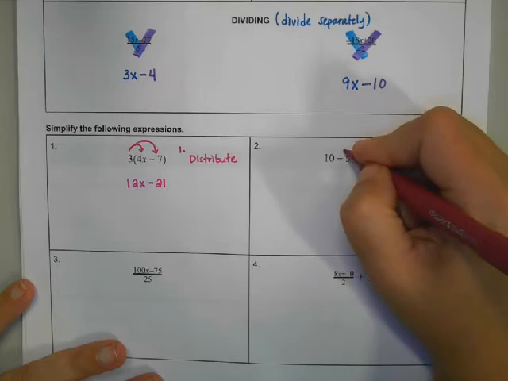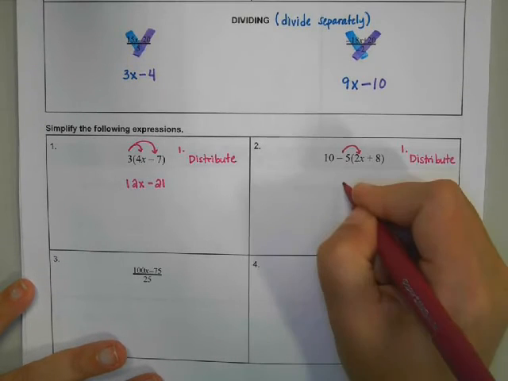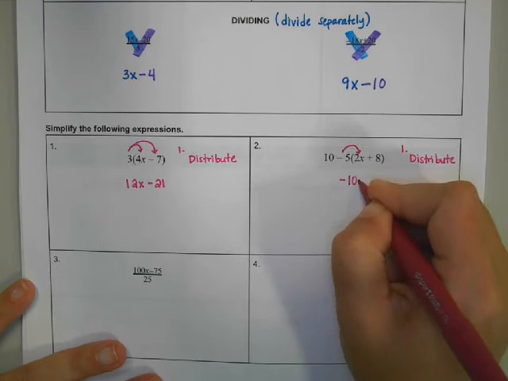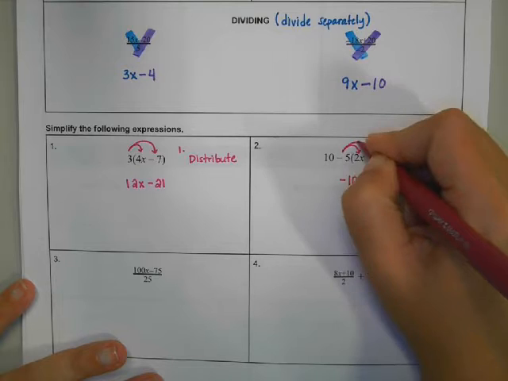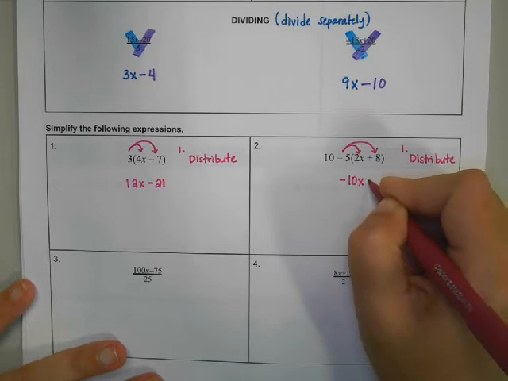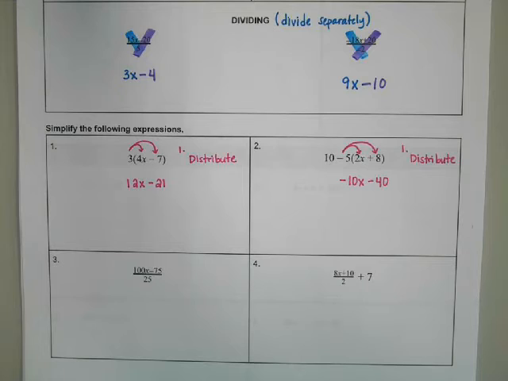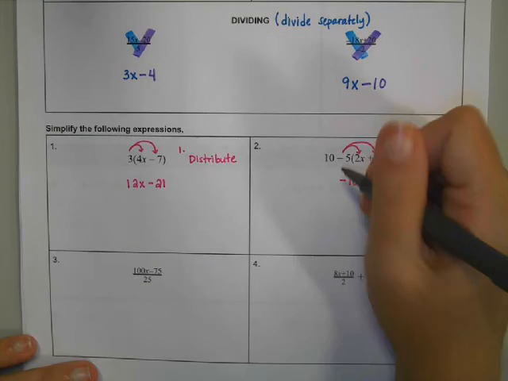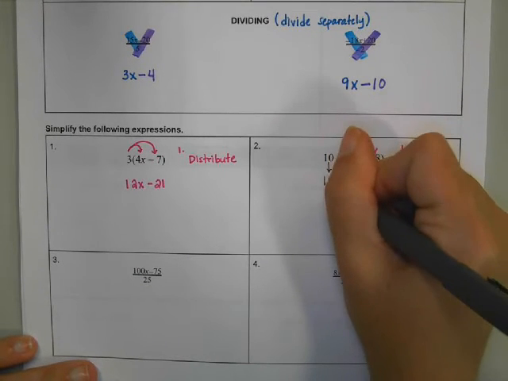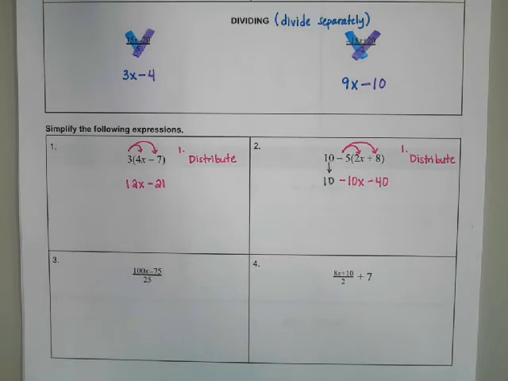So I'm going to take this negative 5 and multiply by 2x, which gives me negative 10x. And then I'm going to take negative 5 and multiply by 8, which gives me negative 40. Now, with that 10 that's originally at the beginning, I'm just going to drop it like it's hot. Don't change it, don't simplify it, just copy it down, and we'll deal with it in the next step.